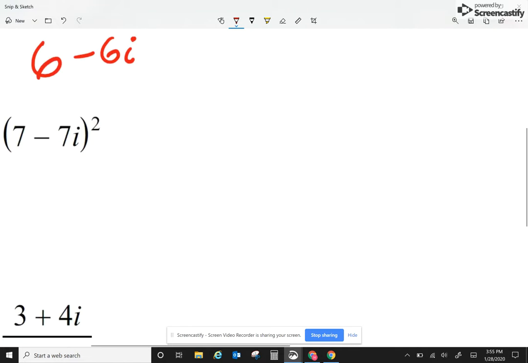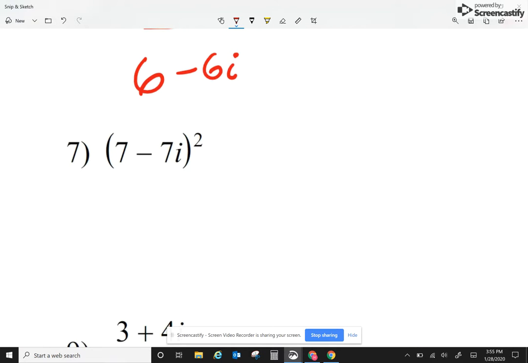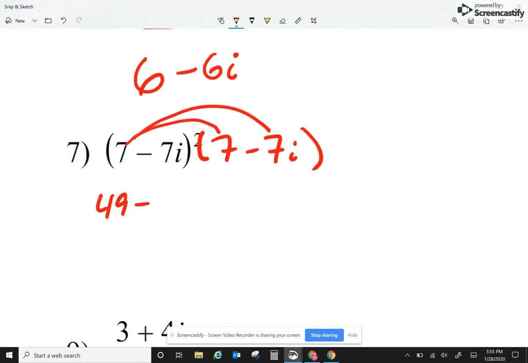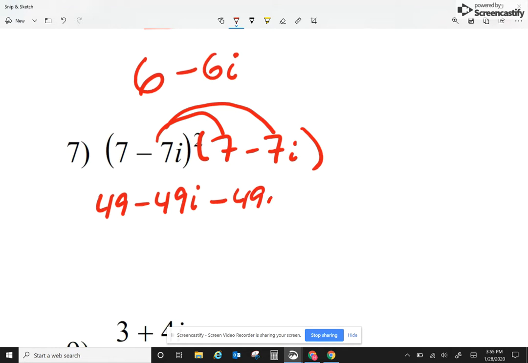Multiplication is not that different. When I give you the second power, what I mean with this is that I have the same parentheses twice. I'm literally going to write the same parentheses. Let me distribute the 7. So that gives me 49 minus 49i. I distribute the 7 to the second parentheses. Now let me distribute the negative 7i. That gives me negative 49i plus 49i squared.